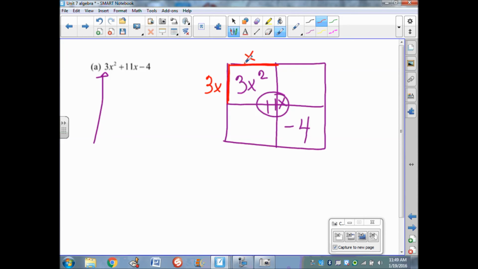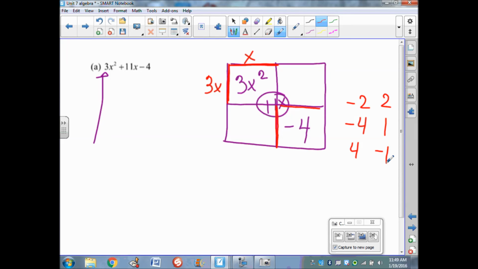Okay. Now I'm going to jump down to this one down here. What times what gives me negative 4? Hopefully you're thinking to yourself, okay, negative 2 and 2 get me negative 4, but also a negative 4 and a positive 1, or a positive 4 and a negative 1. Those are my only three choices. So this is where that guess and check comes in, and it's really important that you're using pencil right now. So which set of factors do you want to start with? Again, it's trial and error.